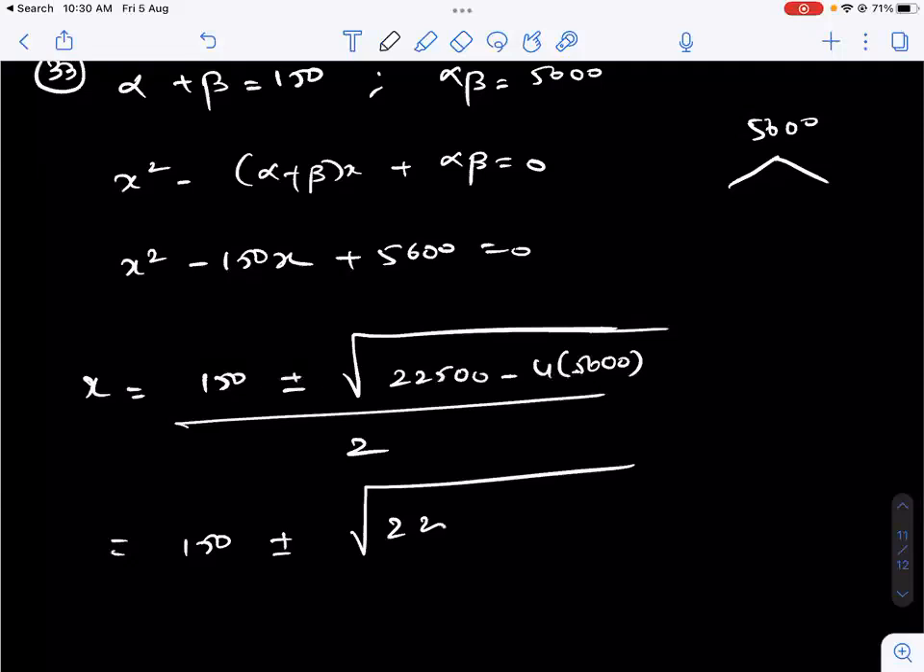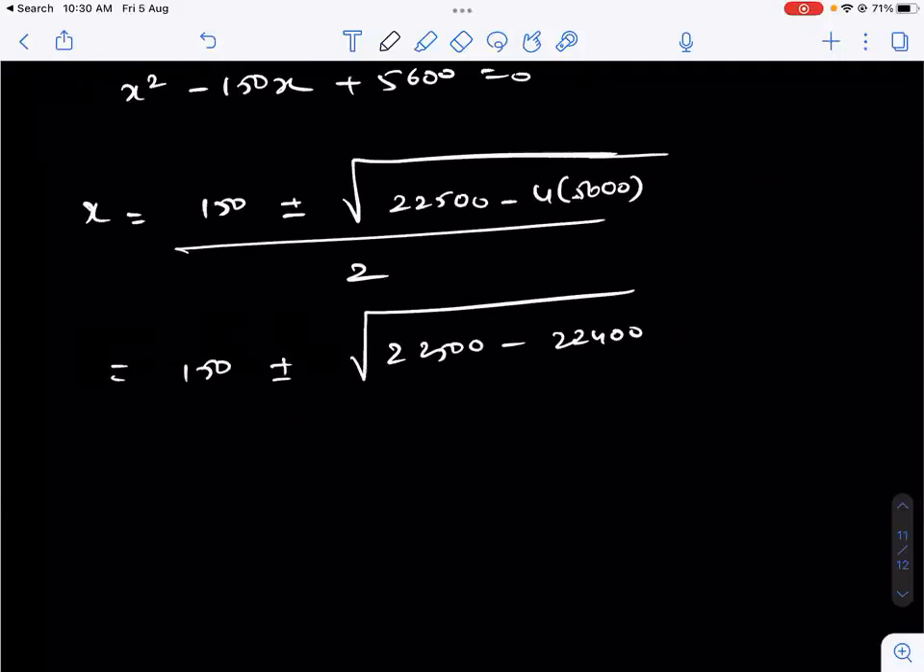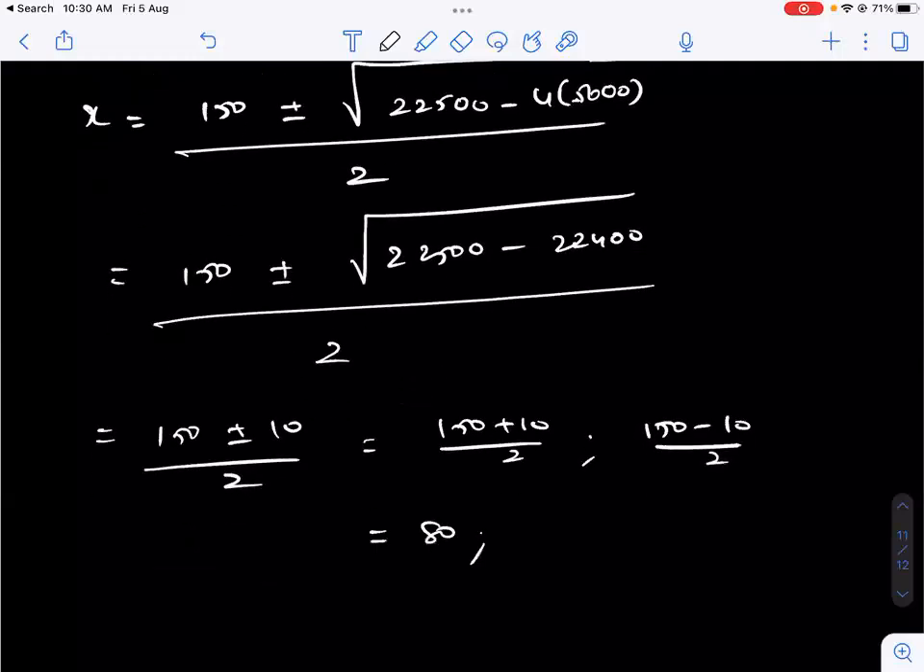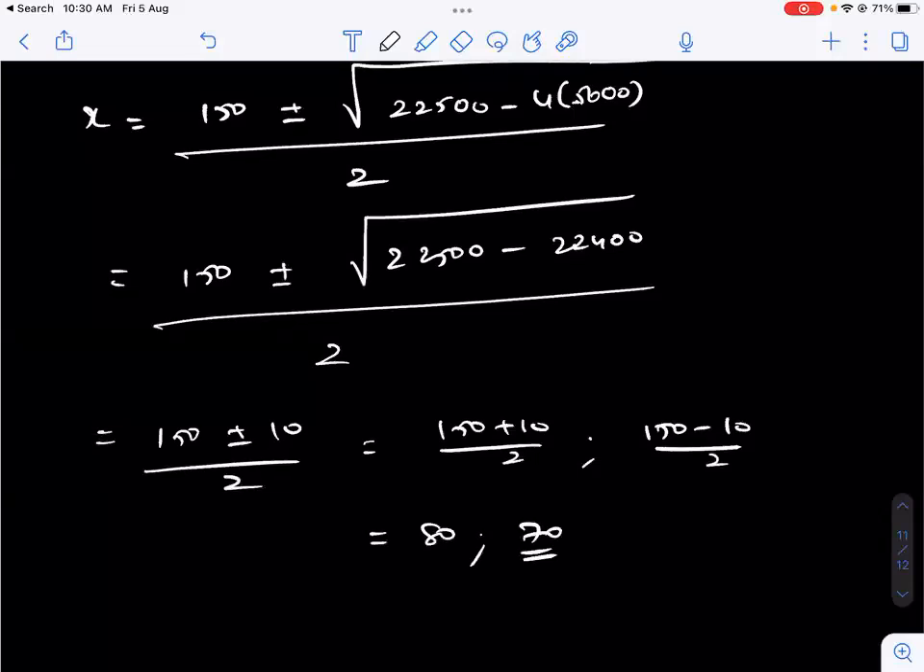So you will get 22,500 minus 22,400, which is 100. Root of 100 is 10. So 150 plus 10 divided by 2 and 150 minus 10 divided by 2. So 160 by 2 is 80. 140 by 2 is 70. So what are the two prizes?